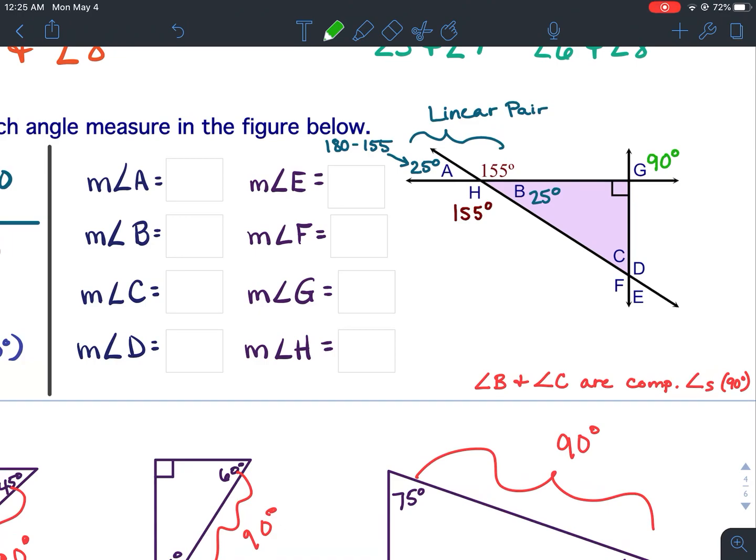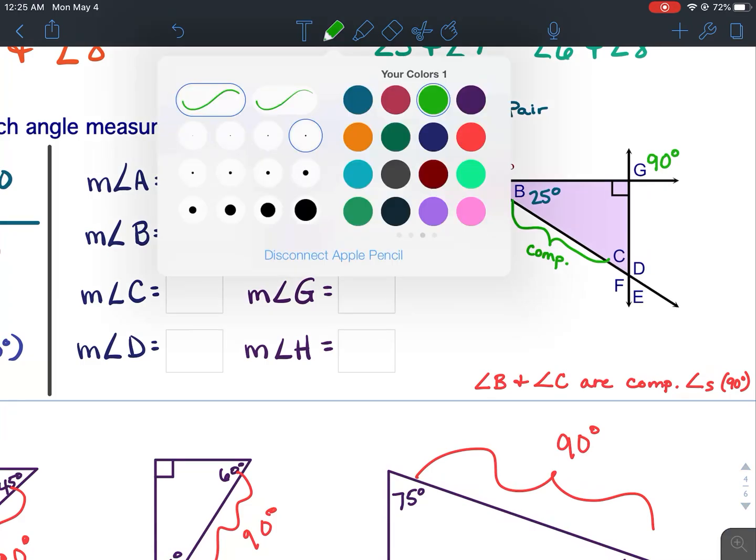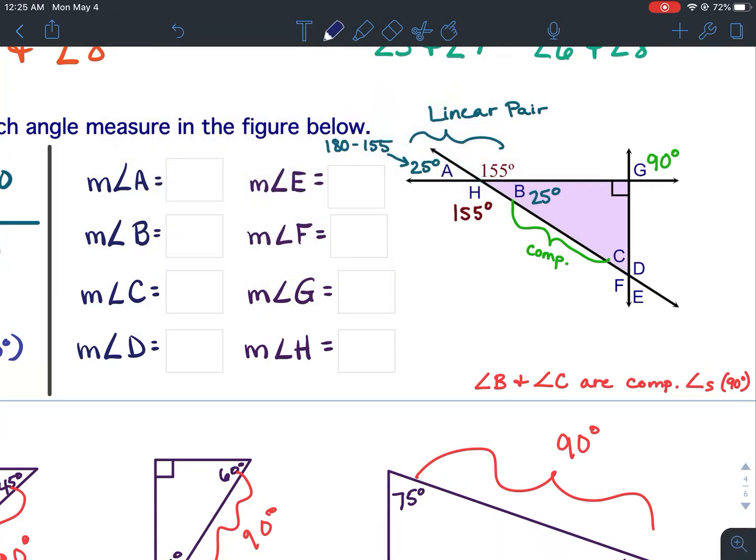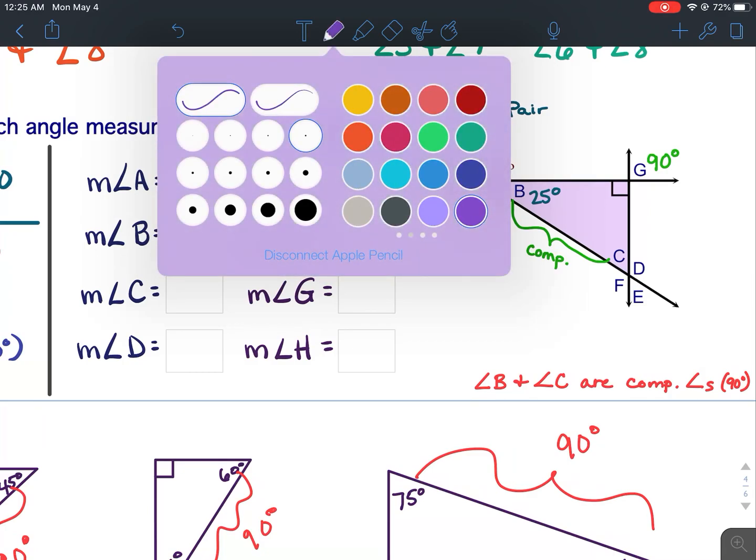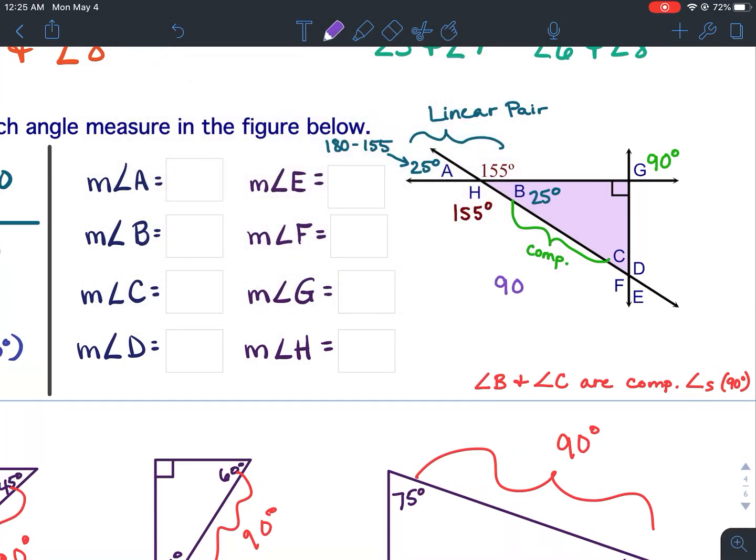Okay, let's now find angle C. So again, angle B and angle C are complementary. So to find the measure of angle C, I'm going to take 90 minus 25. And 90 minus 25 is 65 degrees.